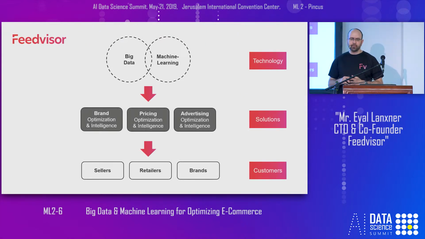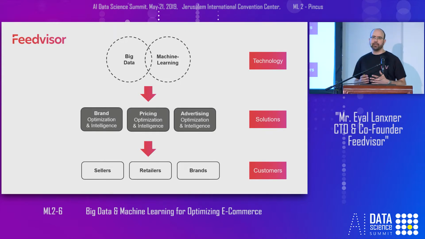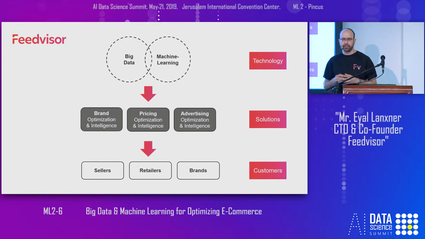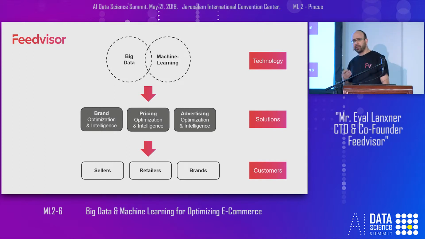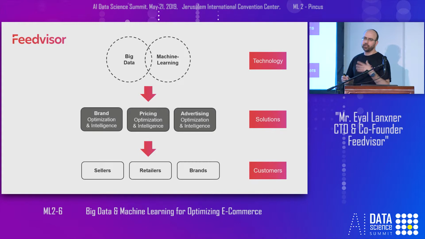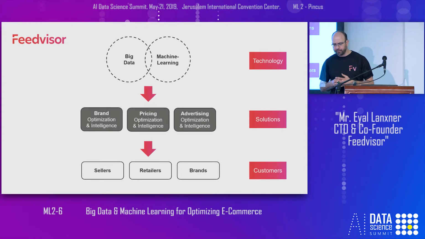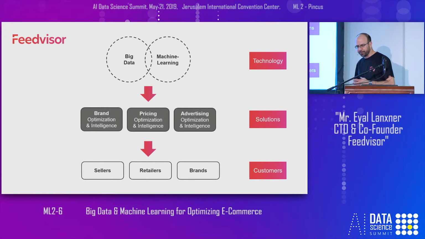A little bit about FeedVisor. FeedVisor provides SaaS services for sellers, retailers, and brands that sell online. We apply machine learning and big data technology and produce three main product lines. First one is brand optimization and intelligence. Second one is pricing optimization and intelligence, automatic price adjustments on Amazon and other marketplaces. And third one is advertising optimization and intelligence, specialty in Amazon, adjustments of bids, keywords, and budgets within your Amazon campaigns.